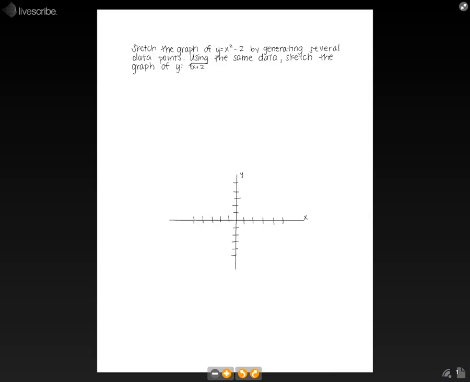In this pencast, we're going to sketch the graph of y equals x squared minus 2 by generating several data points. And then using the same data points, we're going to sketch the graph of y equals square root of x plus 2. So let's start with y equals x squared minus 2, and we're going to make an x and y table to pick our data points.